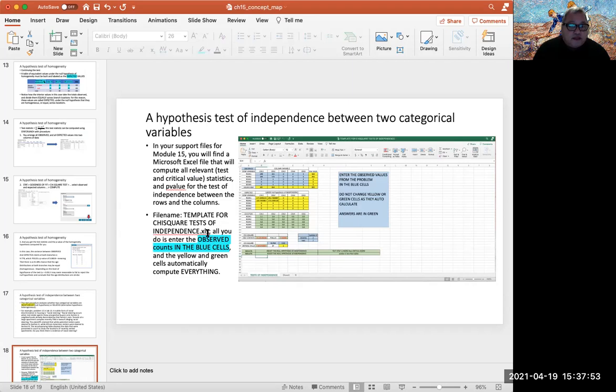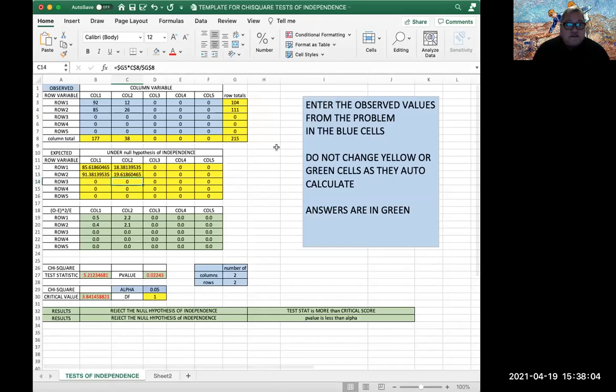The Excel template is called Template for Chi-Square Tests of Independence. I'm currently going to switch to that particular file. This Excel file, this template that does the math for you, so that you can then interpret the statistics for this kind of independence testing, is found in Module 15 under the support files in Module 15.